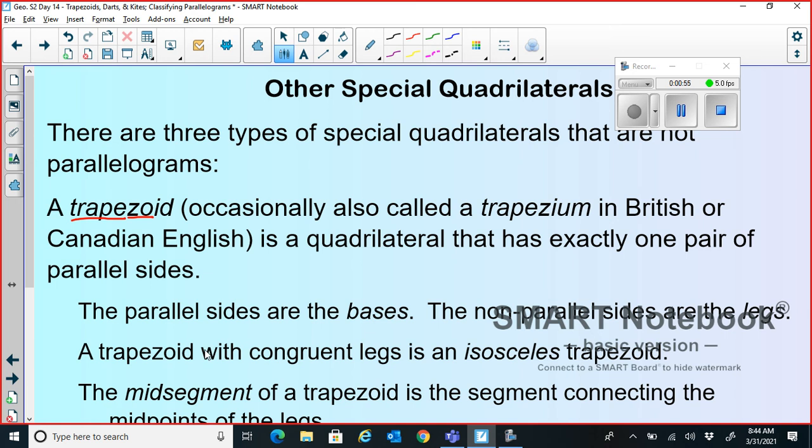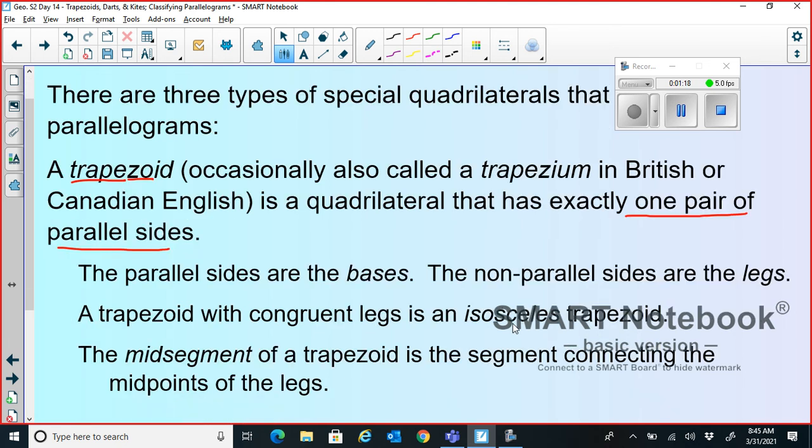Okay, trapezoid, occasionally also called as trapezium in British or Canadian English, is a quadrilateral that has exactly one pair of parallel sides. Okay, it has only one pair of parallel sides. The parallel sides are the bases, the non-parallel sides are called as the legs.